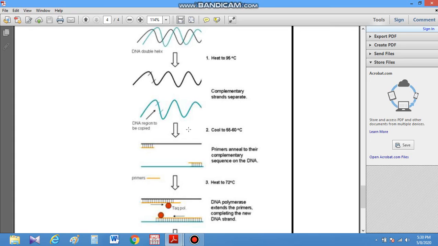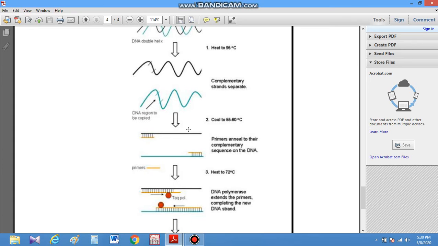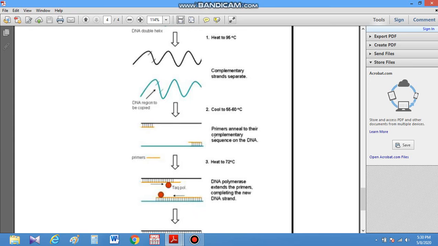And in the second step, the thermocycler is cooled down to 55 to 60 degrees centigrade. Here the second step proceeds, which is called annealing. In annealing, to the original DNA strands, which are marked here by the black line and blue line, the primer is annealed, which is a complementary sequence on the DNA. And after that, the primer gets attached to these parental strands of DNA.